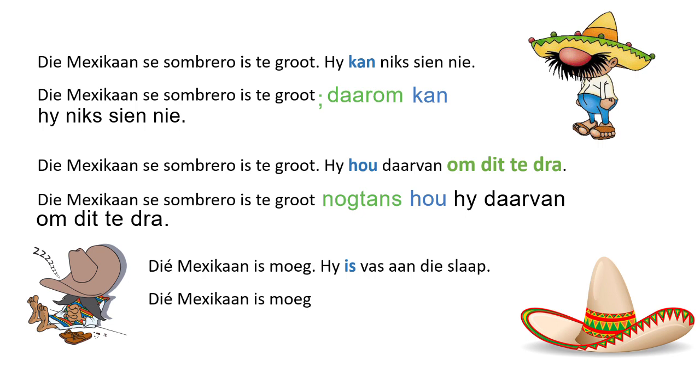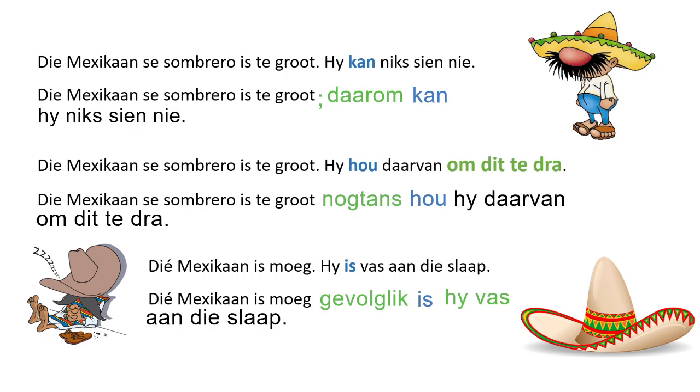Kom ons kyk na die derde voorbeeld. Let's look at the third example. Die Mexicaan is moeg, hy is vas aan die slaap. Die Mexicaan is moeg, gevolglik is hy vas aan die slaap. Once again, we've just moved the is to the front, and the rest of the sentence stays in the order that it was without the first verb because we've moved it to the front. That's group 2 in a nutshell.